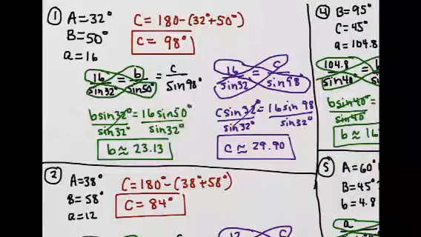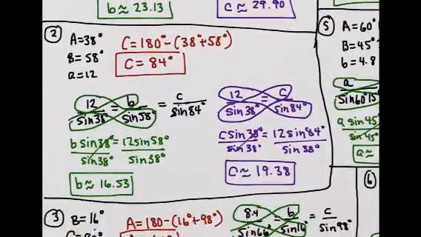Do the same thing for C. So I just rewrote it because the ratio I'm using is this one, and I need to find this one, so I just wrote them close to each other like this, so it's easy to see the cross multiply. So it's exactly the same, 16 sine 98, C sine 32. Divide by sine 32 on both sides, and then put this in the calculator, you get this.